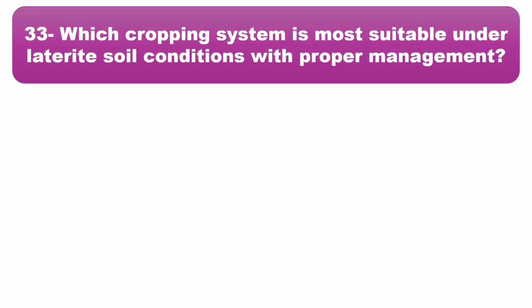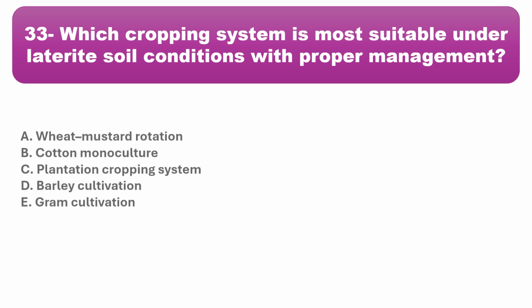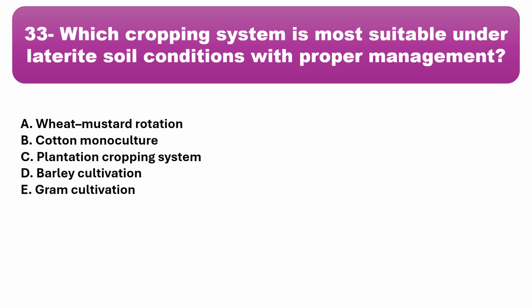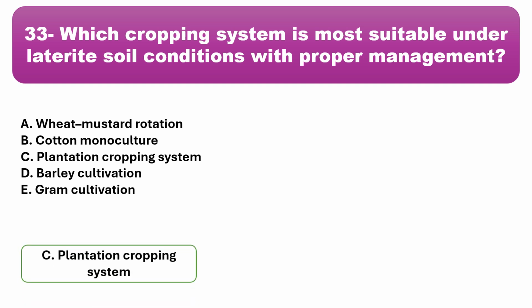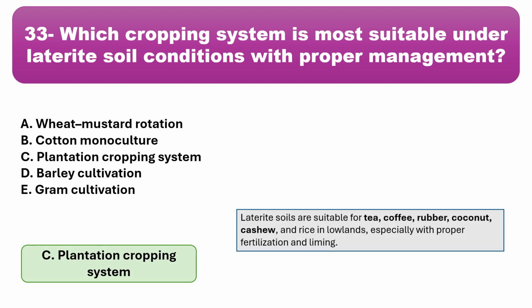Next question. Which cropping system is most suitable under lateritic soil condition with proper management? The options are wheat-mustard rotation, option B, cotton monoculture, plantation cropping system, option D, barley cultivation, and option E, gram cultivation. The correct answer is plantation cropping system. Laterite soils are suitable for crops such as tea, coffee, rubber, cotton and cashew, and rice in lowlands, especially with proper fertilization and liming.